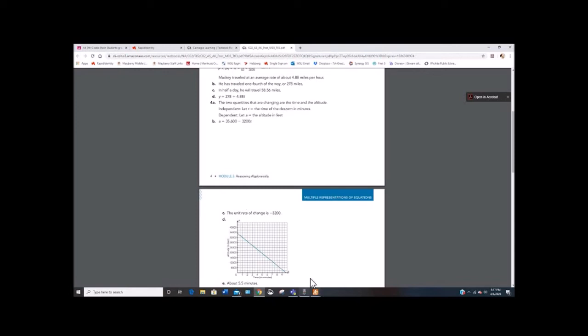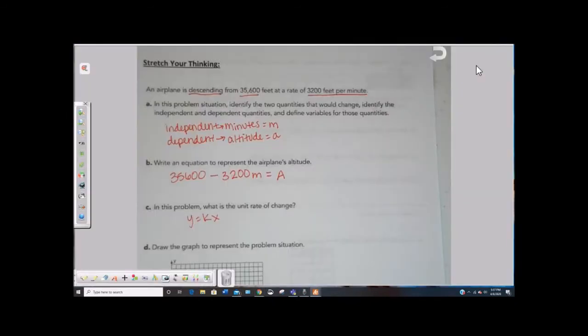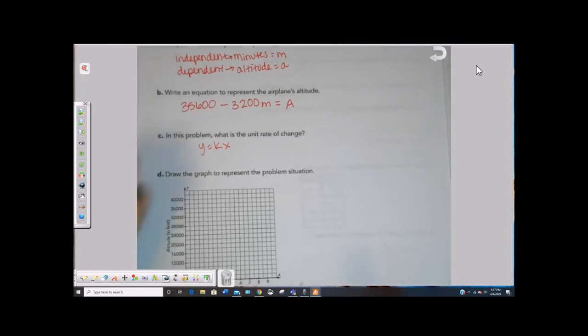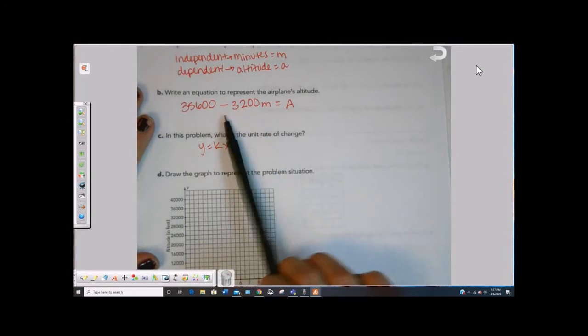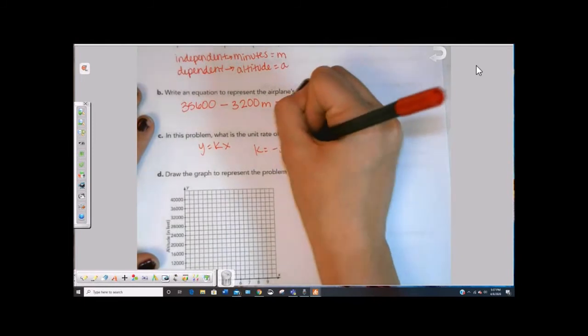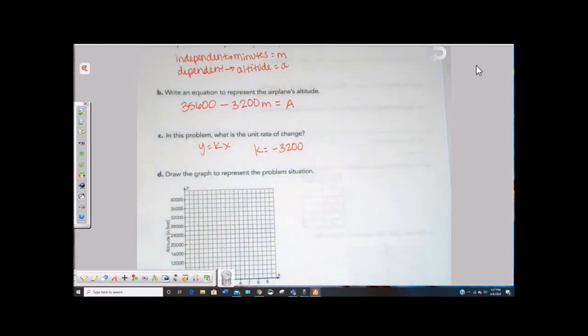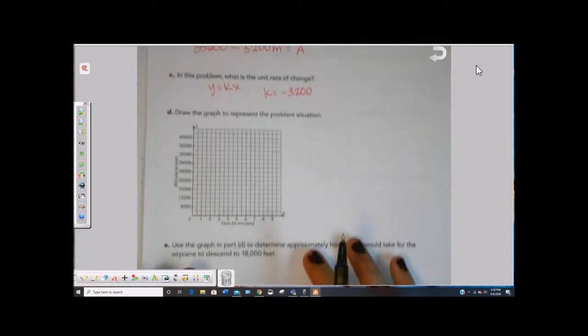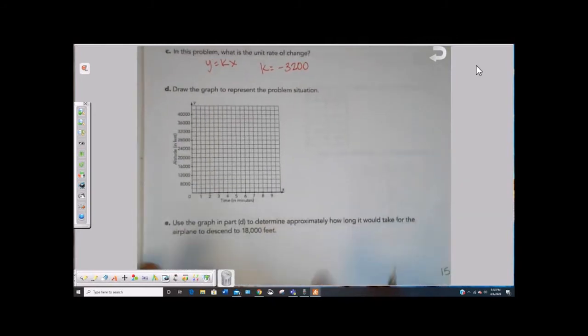So it says, in this problem, what is the unit rate of change? Thinking back to our y equals kx, looking at our equation now, we know that our k is 3,200, but it's not just 3,200, it's a negative 3,200, because remember it's descending, so when it's going down it's a negative. If it was a positive, like let's say it said it's going up 3,200 feet, then it would just be 3,200. Okay, so now it says draw the graph.